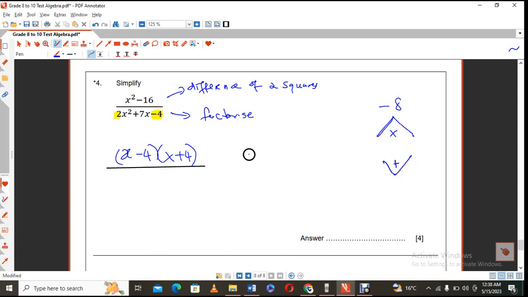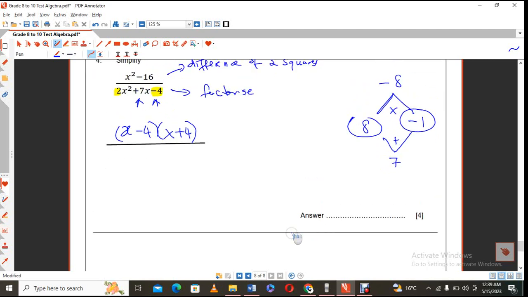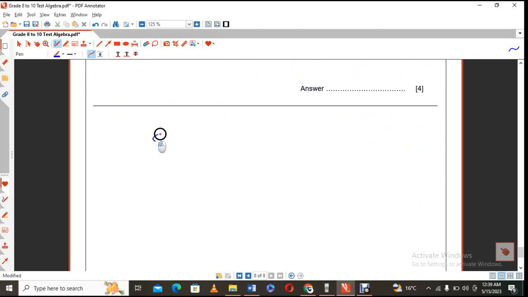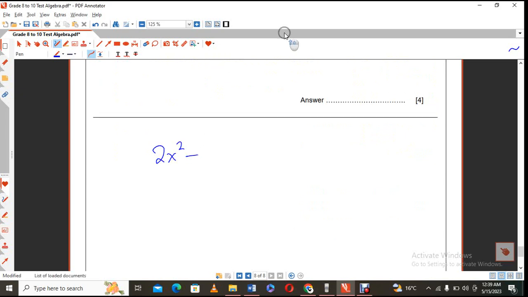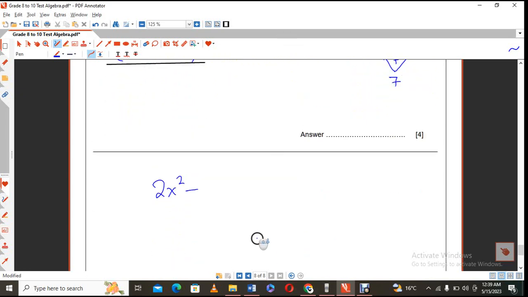And I'm looking for two numbers. If I multiply them, they give negative 8, and if I add them, they give 7. Well, one number must be positive and one number must be negative because of the negative here. So 8 is positive and 1 is negative. So the numbers are 8 and negative 1. I'm going to do that under here just so I can have space. So I have my expression 2x squared plus 7x minus 4. And the two numbers I said were negative 1 and 8.